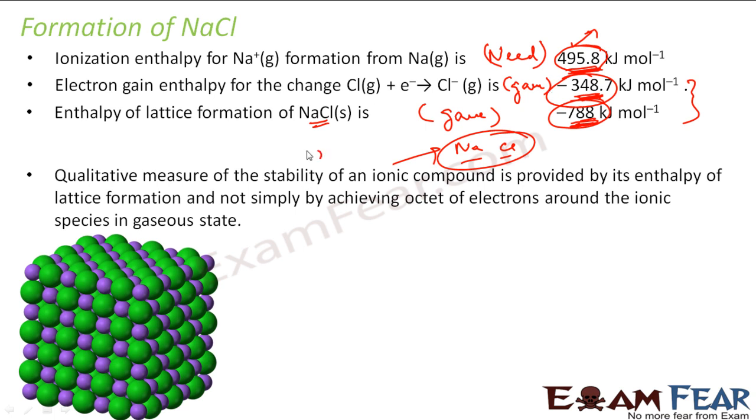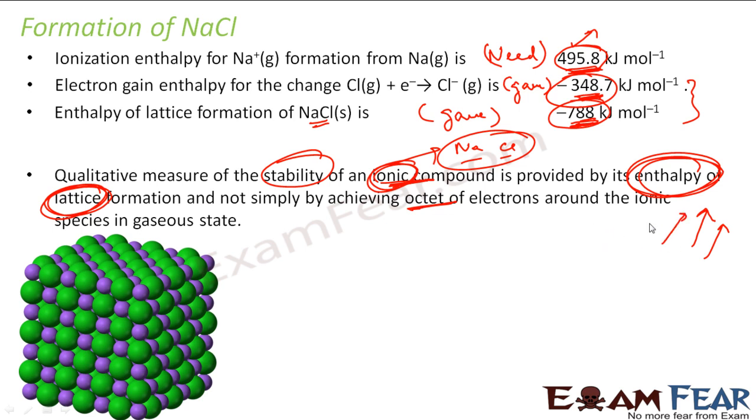Right? So now if you want to find the stability of the ionic compound, I'm talking about ionic compound, please note, that is provided by enthalpy of lattice formation. The lattice energy plays a critical role in ionic compounds. So just by looking at the octet of electrons, we can't tell the stability of the ionic compound. And that's what I told you about the demerits of the Lewis theory: it could not explain the stability of compounds easily, because for stability of the compound there are some other energies also involved. For example, in the case of an ionic compound, the lattice energy plays a critical role.